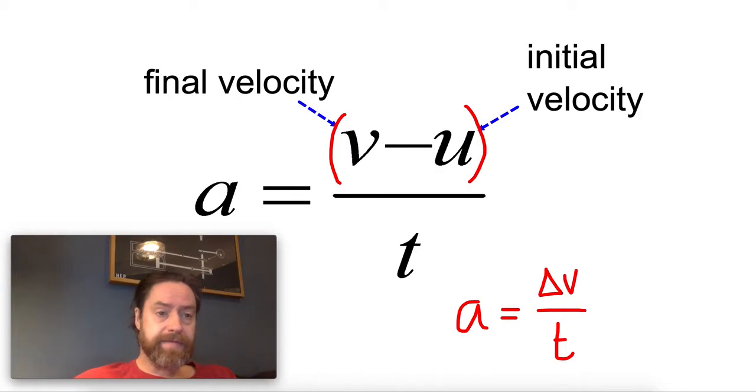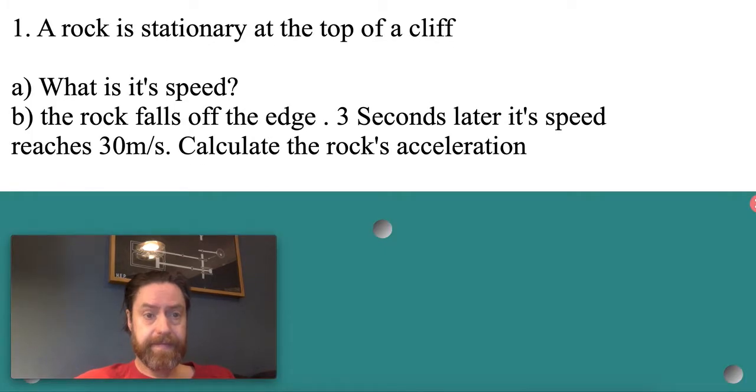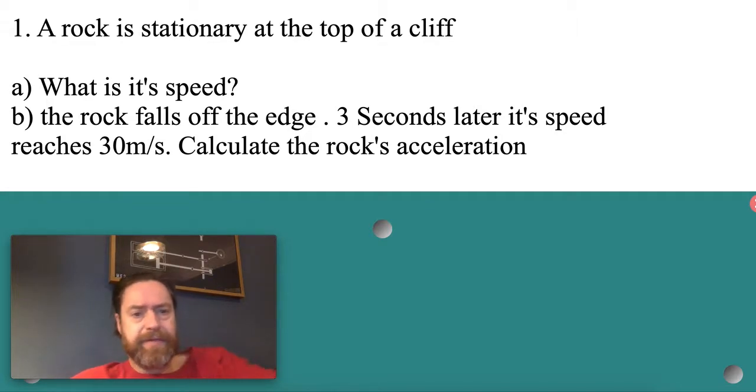So, let's have a look at the sort of example that you might get. This is quite a simple example. A rock is stationary at the top of a cliff. It falls off the edge. 3 seconds later, its speed reaches 30 meters per second. Calculate the rock's acceleration. All right, so I'm asking you a stupid question at first. What's its speed? I've just said it's stationary.